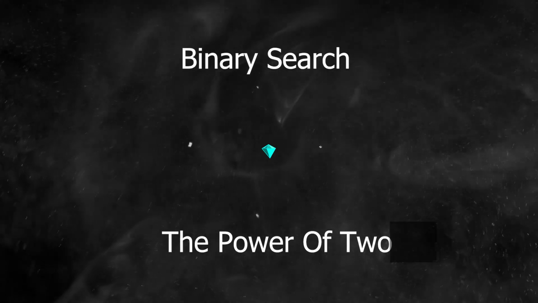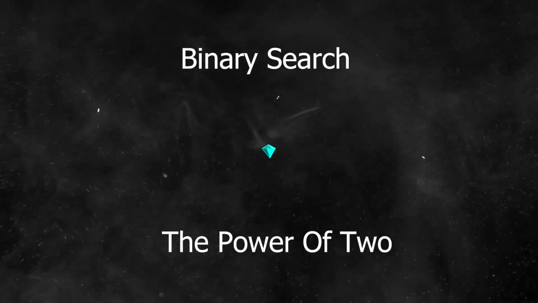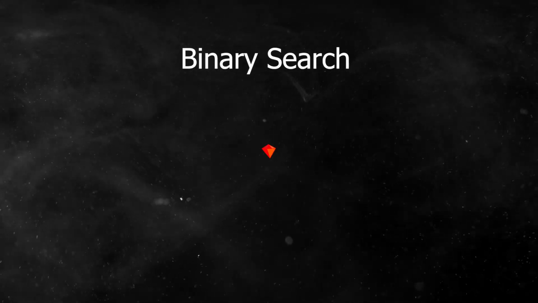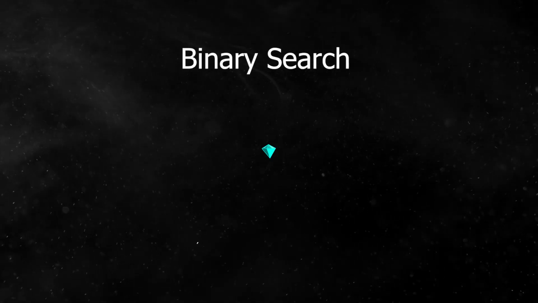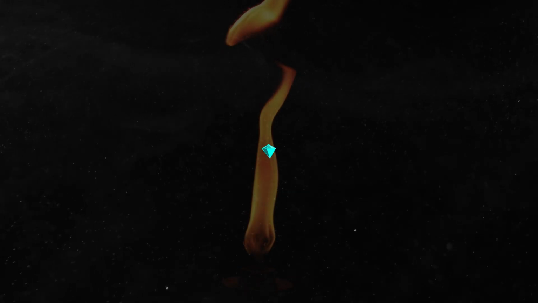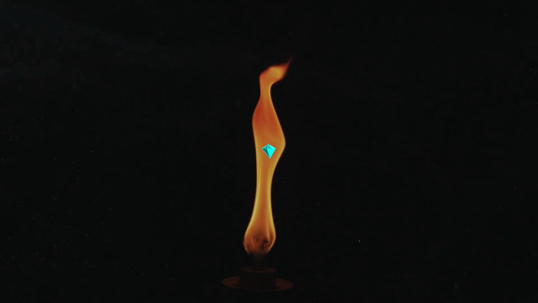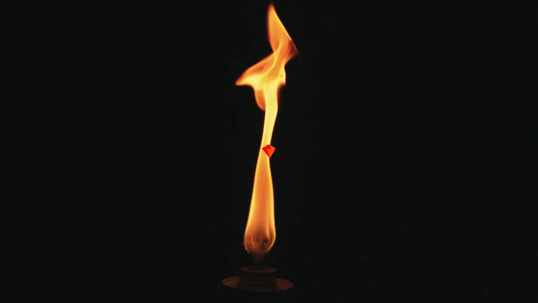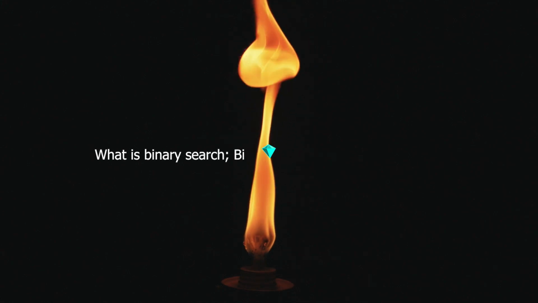If you're here just for the animation, if you're a visual learner, which most people are, including myself, there's a timestamp below. You can just go ahead and skip this video and you can see how the algorithm works. But for everyone else, what is binary search?